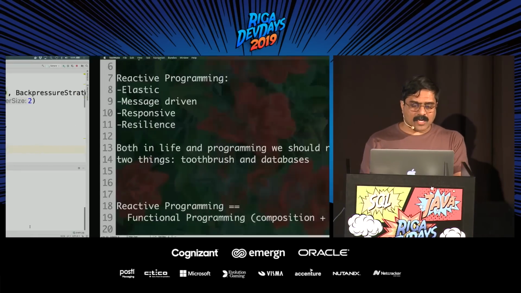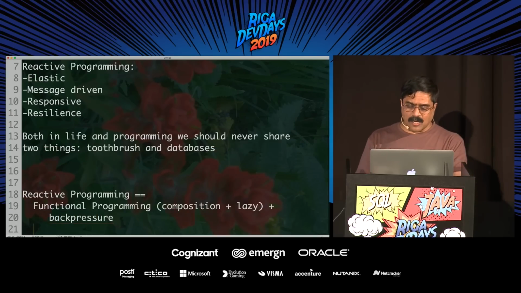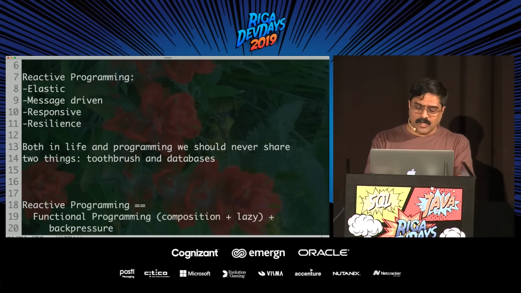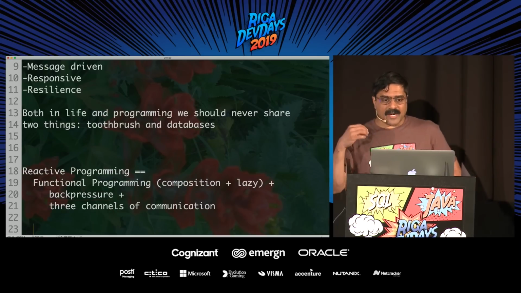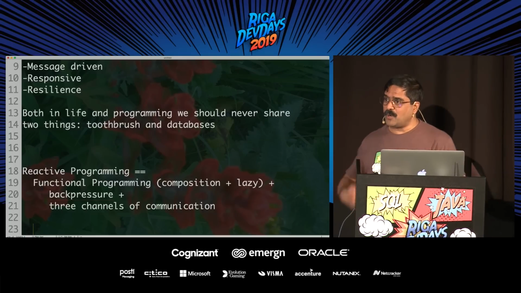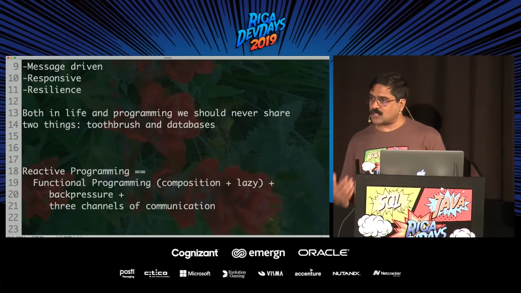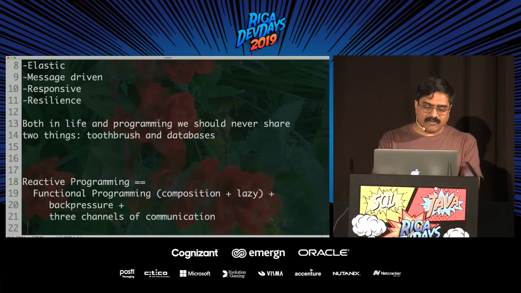So to summarize what we talked about here, reactive programming is functional programming plus the use of back pressure, plus the use of three channels of communication. So you are building up on this. Essentially, you're taking the central idea of functional programming and building abstractions on top of it. And you're bringing in back pressure and the three channels of communication into it.